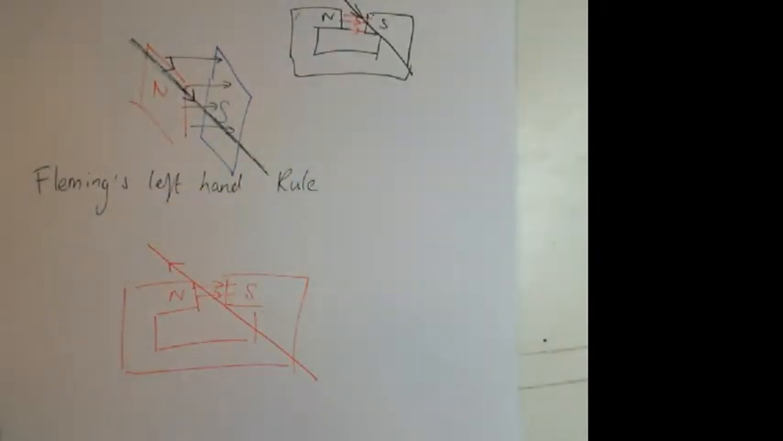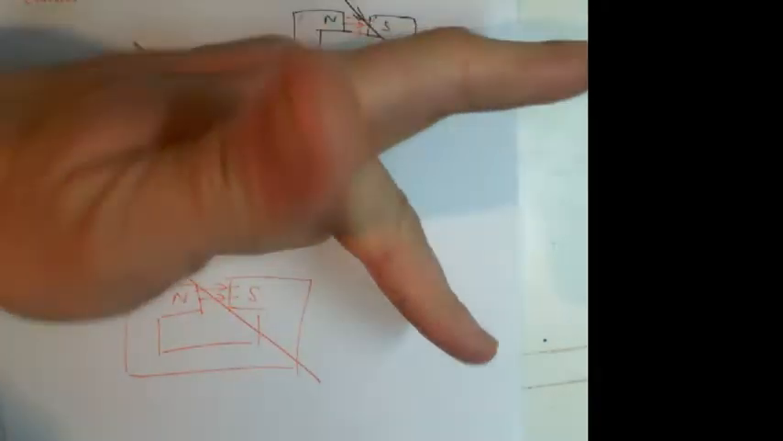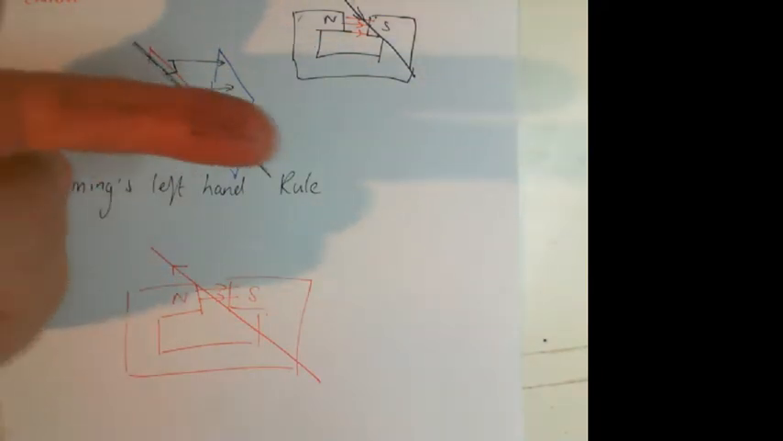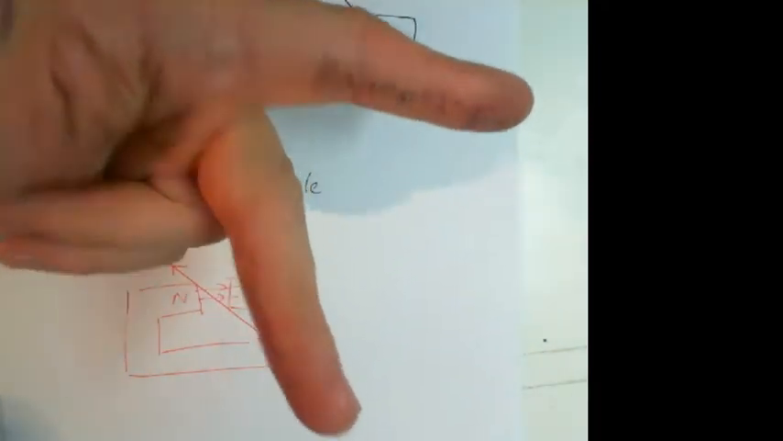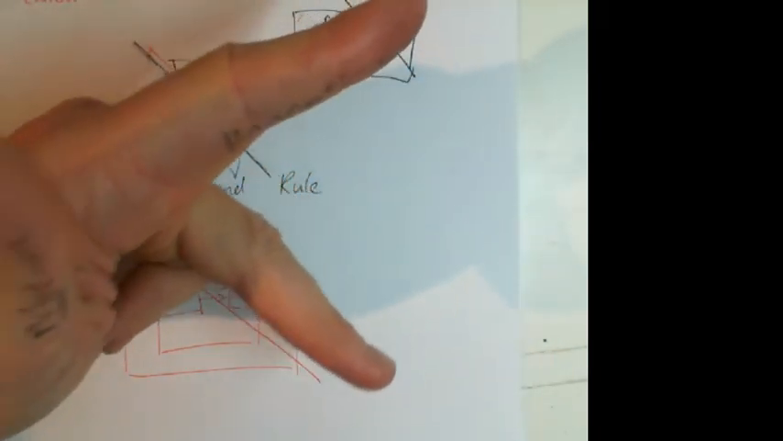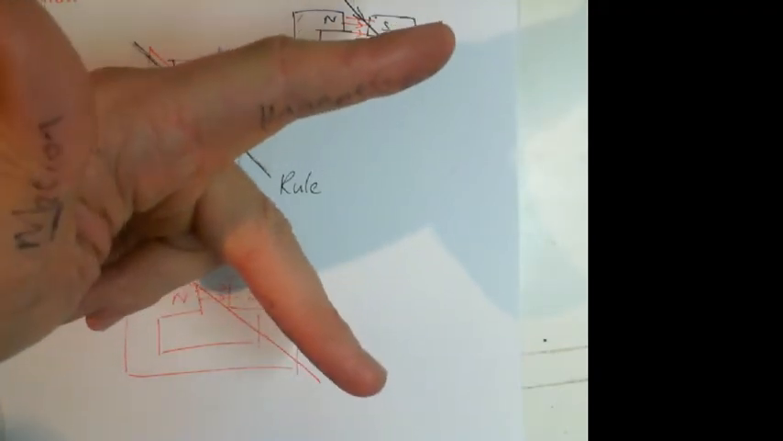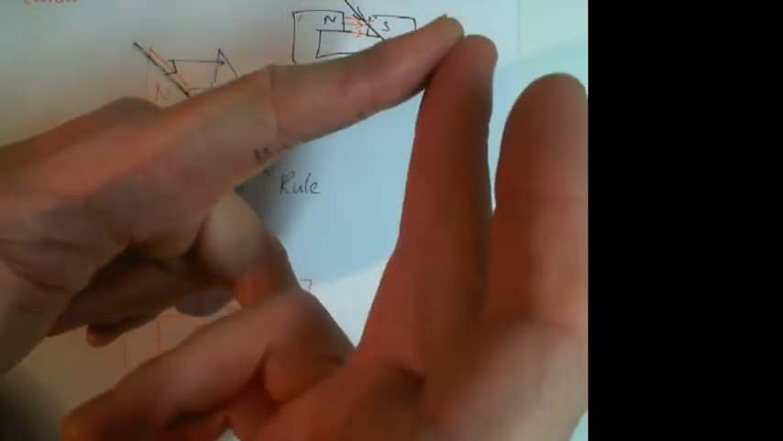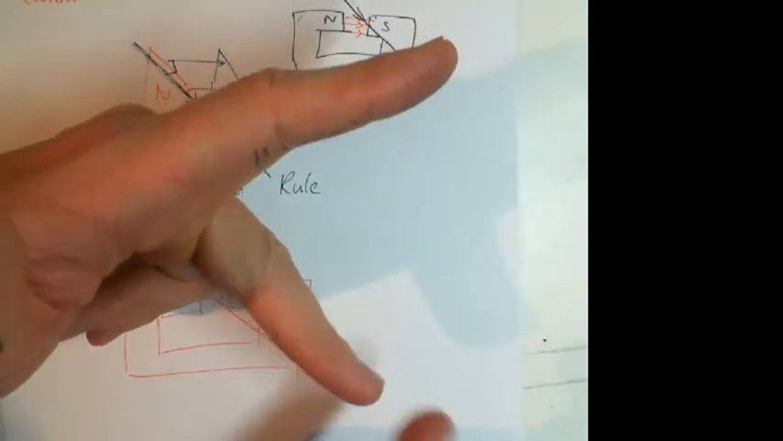So have a practice with that because it's a little bit tricky to get your head around. But basically, all you're doing is rotating it around, and all your fingers are doing with Fleming's left-hand rule is giving you a visual way of knowing that the motion is at right angles to the magnetic field, which is also at right angles to the current.